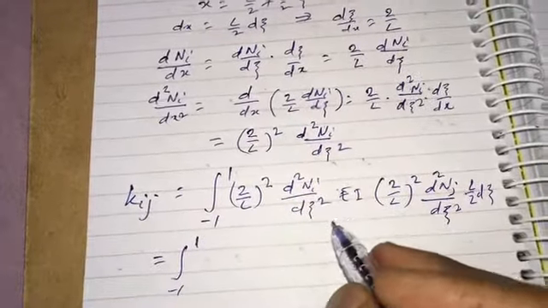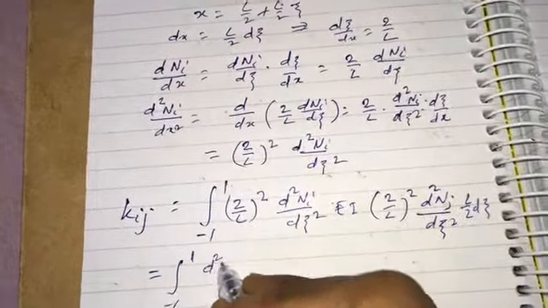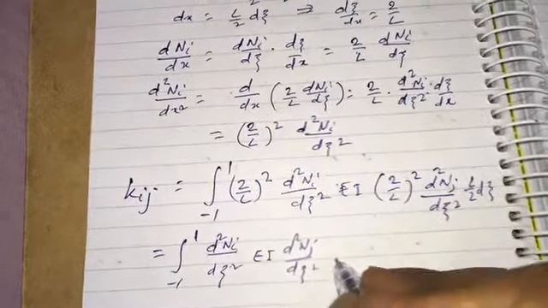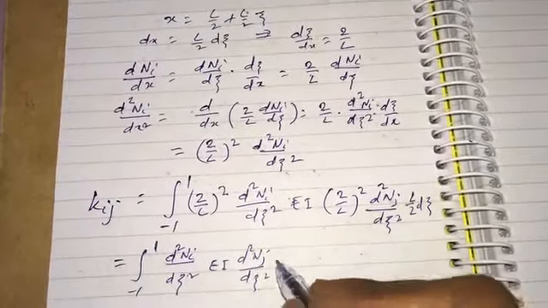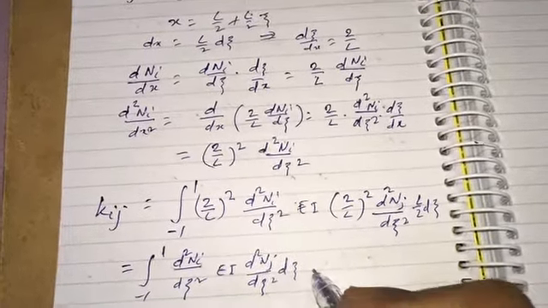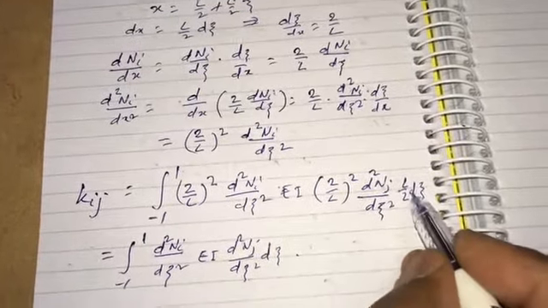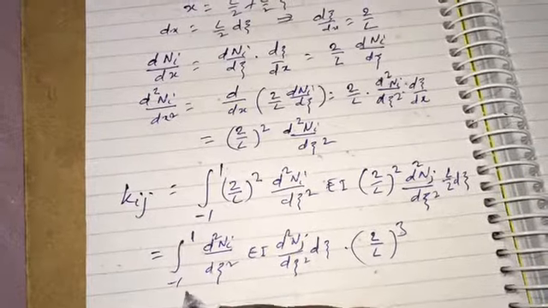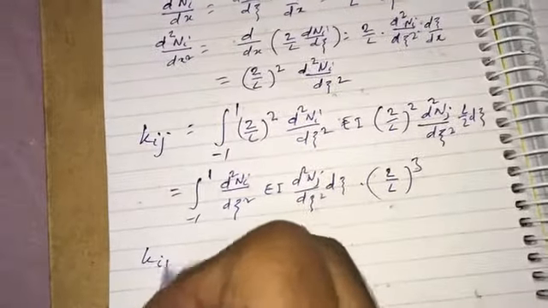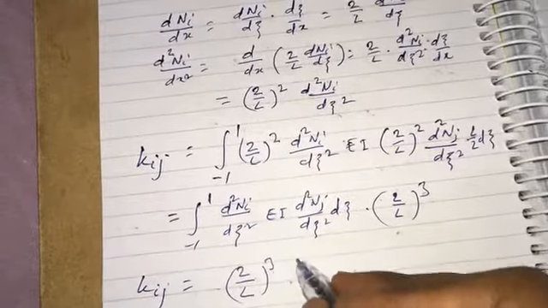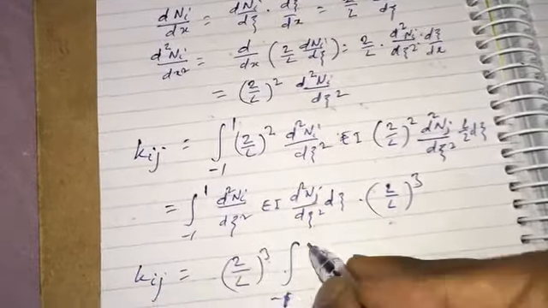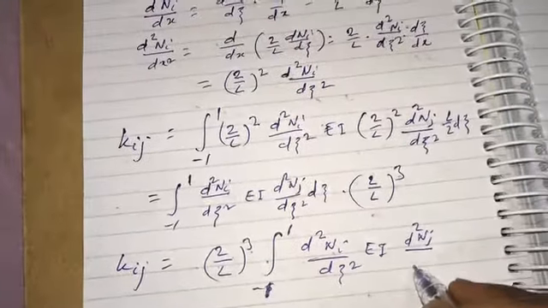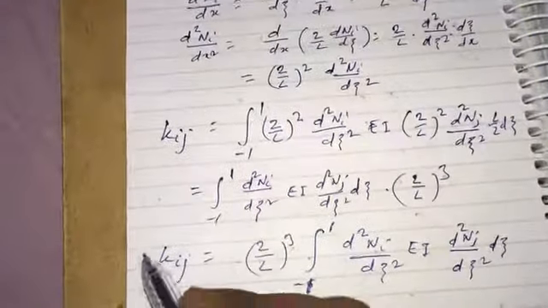So minus 1 to 1, and then we just write here d square ni over d xi square ei, d square nj over d xi square, d xi, and then we take this outside, so you get L over 2, 2 over L, 2 over L, so we have 2 over L power cube, right? So what we get finally? Finally we'll get kij is equal to 2 over L cube of that, and then integral minus 1 to 1 d square ni over d xi square ei d square nj over d xi square d xi.